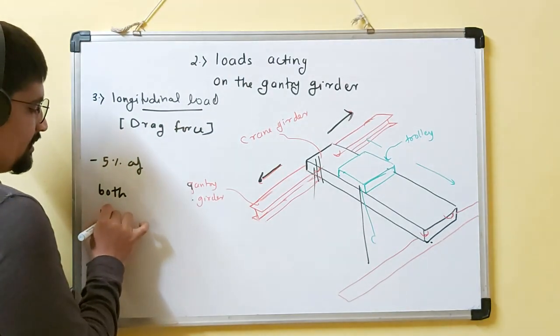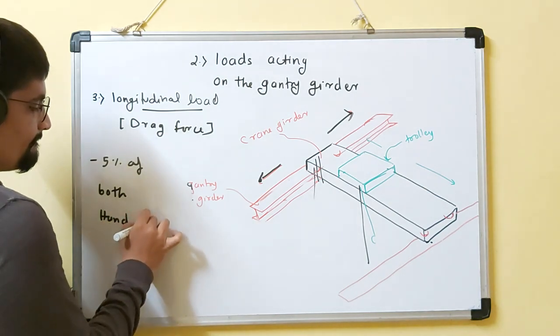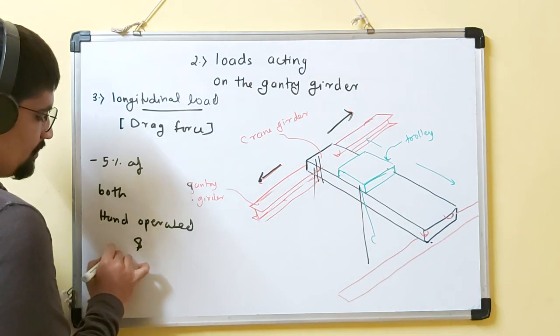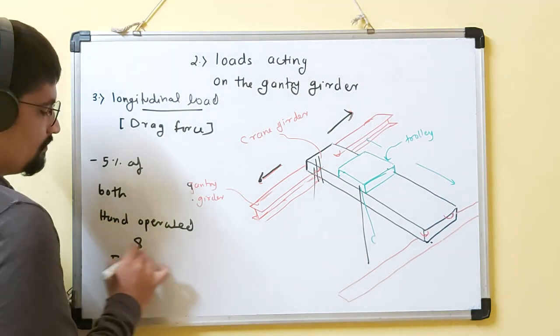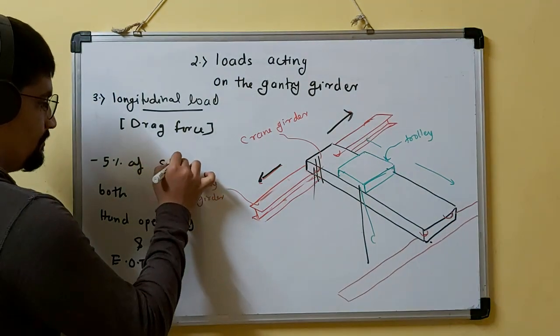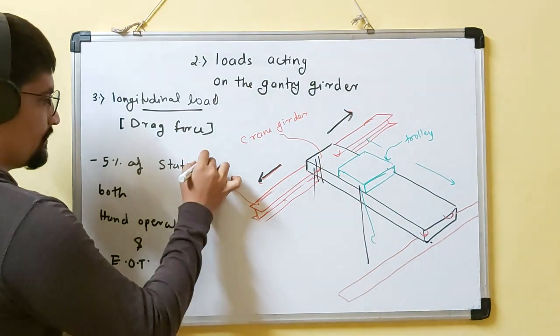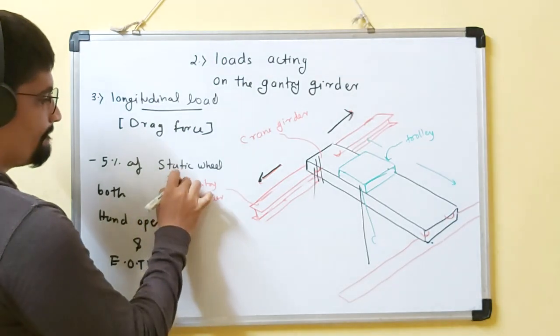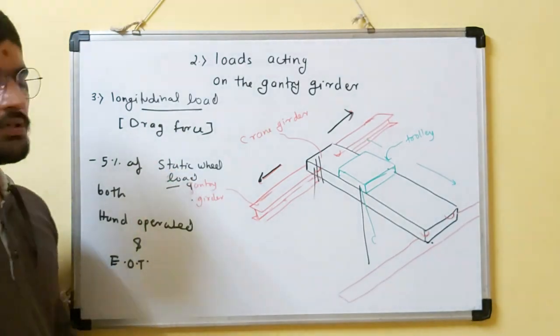Hand operated crane and EOT crane. But 5% of what? 5% of static wheel load. Okay, so this is our third load.